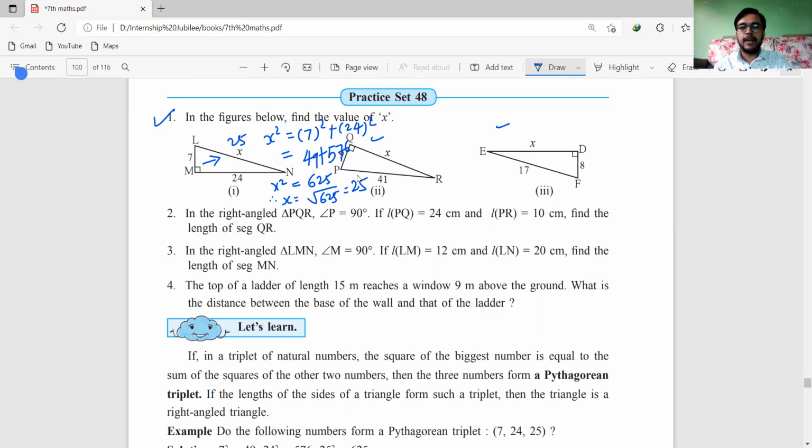I hope you got all the concepts clear. If you have any difficulty, you can ask me. Try to solve the second and third questions. Both are right angle triangles. In triangle DEF, angle D is 90 degrees, and triangle PQR is also a right angle triangle. So we can apply the Pythagoras theorem here. Thank you, students.